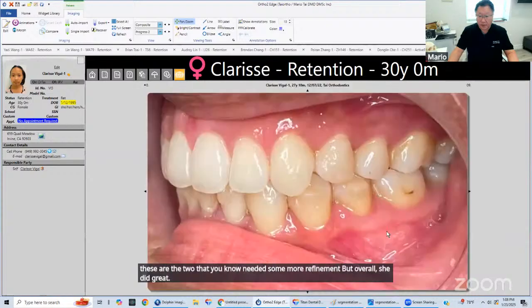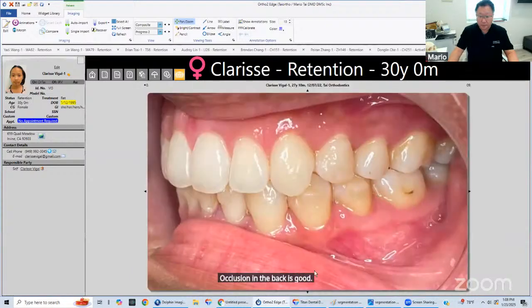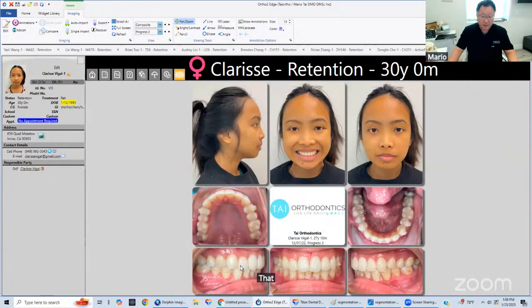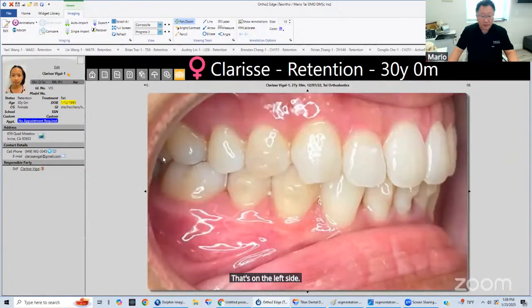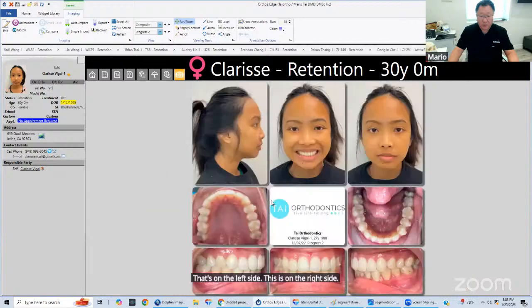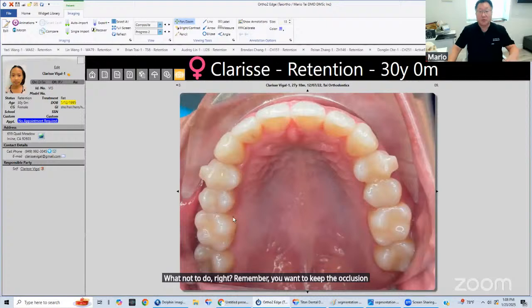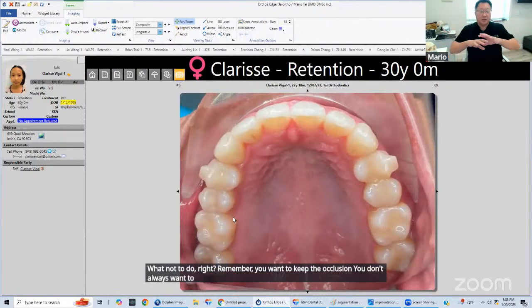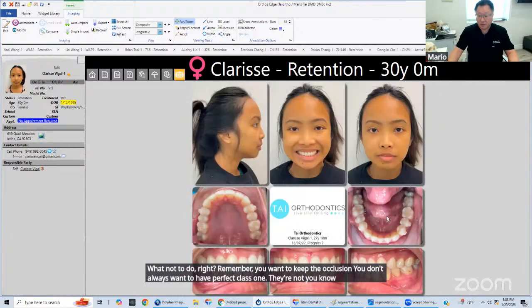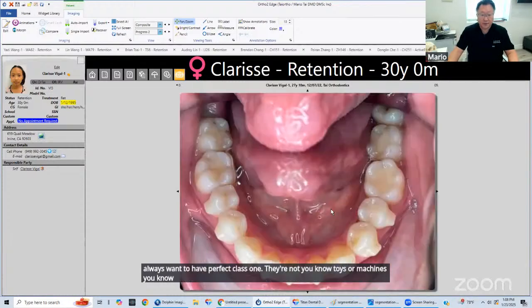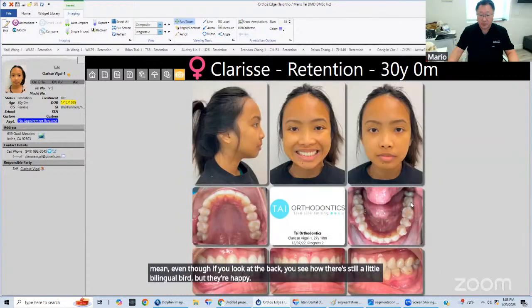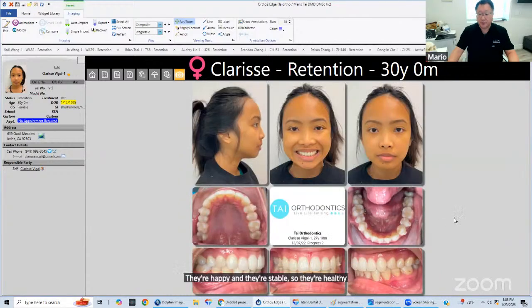Her occlusion in the back is good, as you can see. That's on the left side. This is on the right side, right? What not to do, right? Remember, you want to keep the occlusion, you don't always want to have perfect class 1. They're not toys or machines, we're real humans. Everything has to be individualized, right? Even though if you look at the back, you see there's still a little bit of lingual version, but they're happy. They're happy and they're stable, so they're healthy, right? So the front is good, the sides are good.